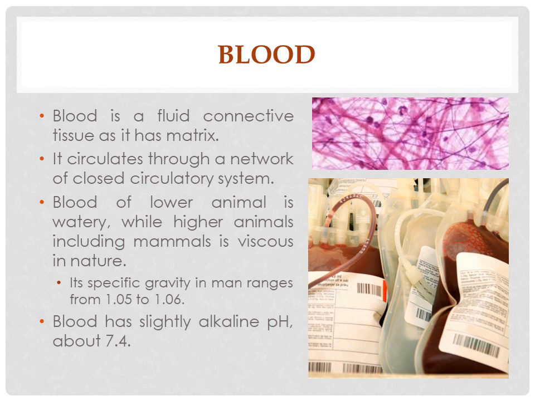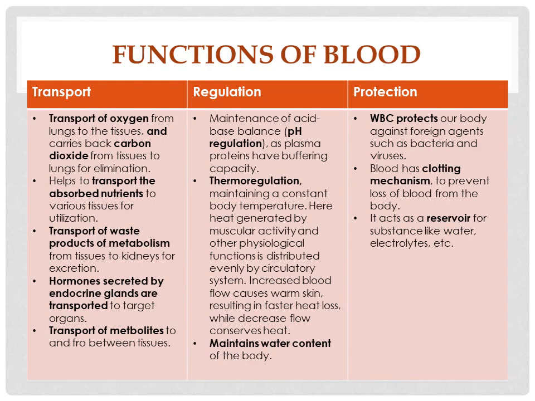Anything that is less than 7 is acidic, and anything that is greater than 7 is basic or alkaline. So next slide we will see the functions of blood, and it could be classified into 3 categories: transport, regulation, and protection. So we know that through blood only, whatever waste products are generated or nutrients are there, get transported to the body and different tissues.